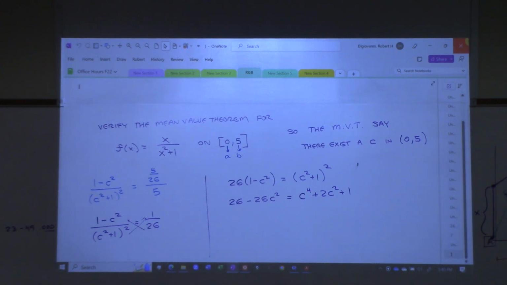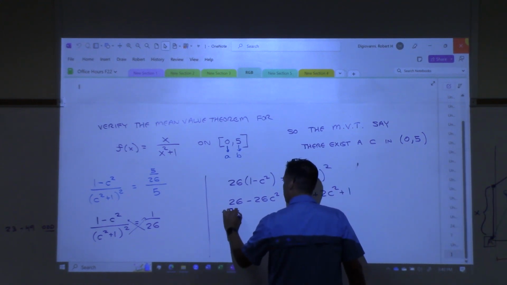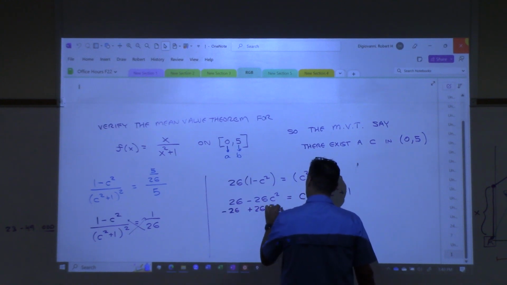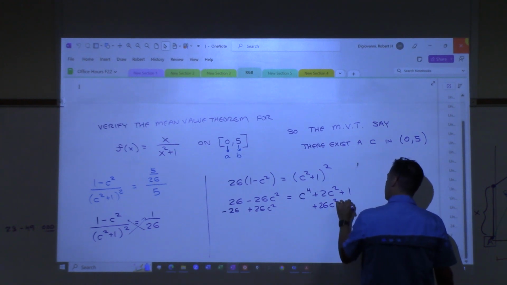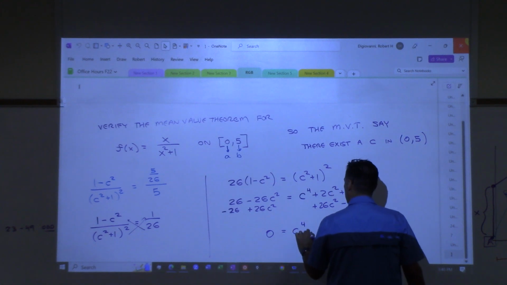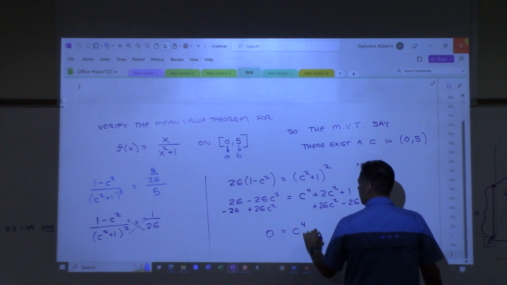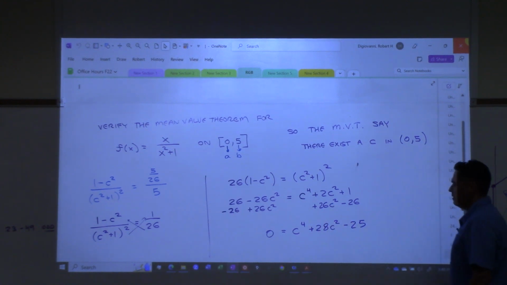Not showing that work. And we might be able to do this. Let me move everything over to one side. Subtract 26, add 26c squared. Add 26c squared, subtract 26. We get 0 over here, c to the 4th plus 28c squared minus 25. Damn, that doesn't work.